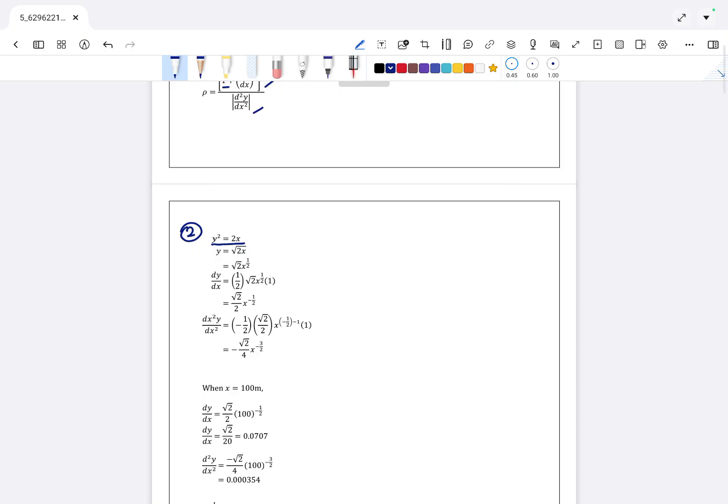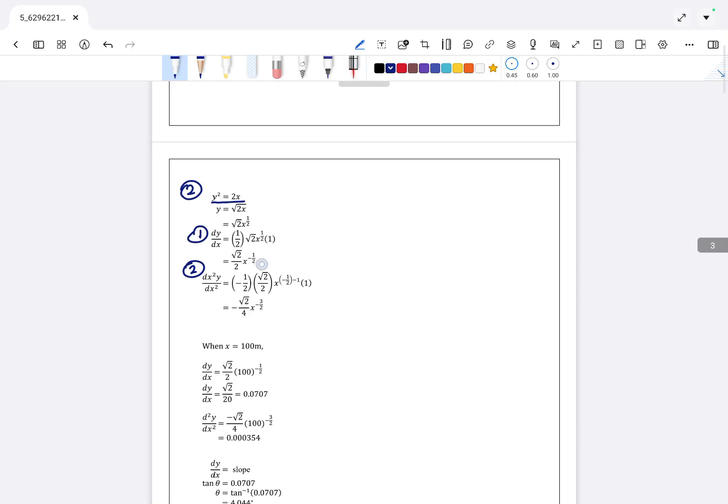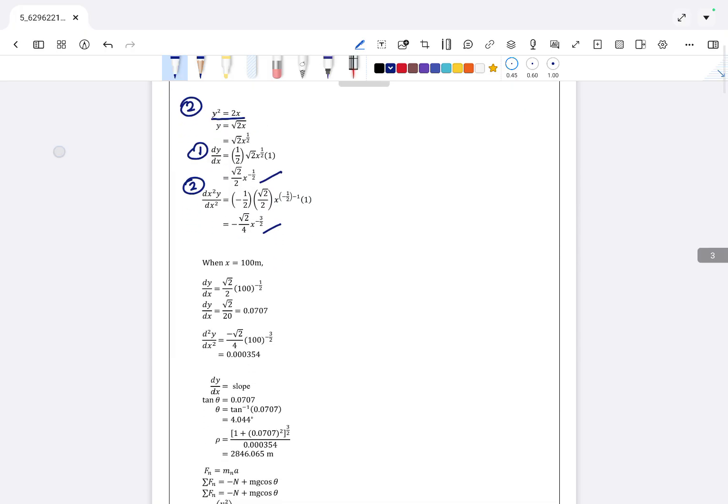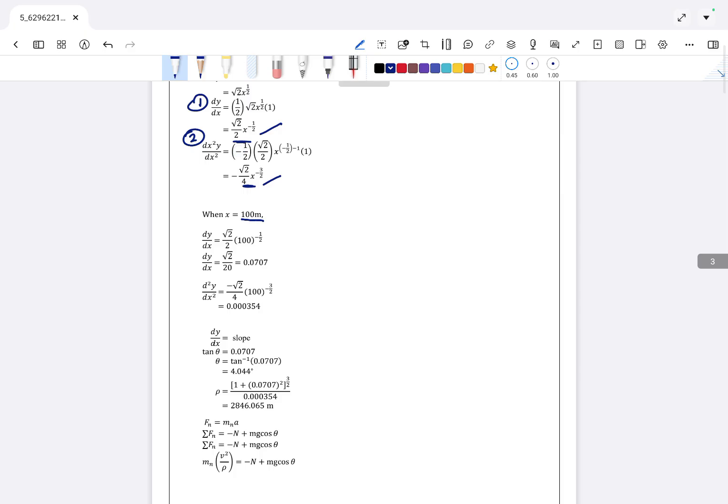For the second step, we have to find the derivative of this function. We need to find the first derivative and also the second derivative. After we find these derivatives, we need to substitute the value of x, which is 100 meter, in the equation. If we substitute in the first derivative, we will get 0.0707, and if we substitute 100 in the second derivative, we will get a very small value, which is 0.000354.